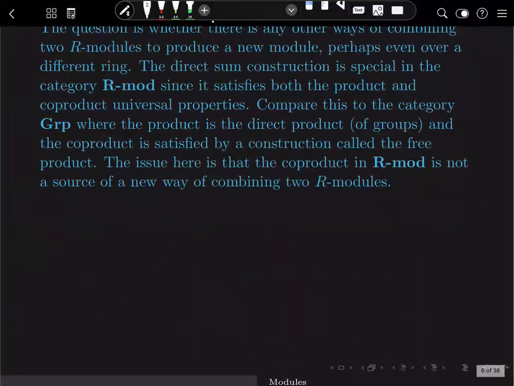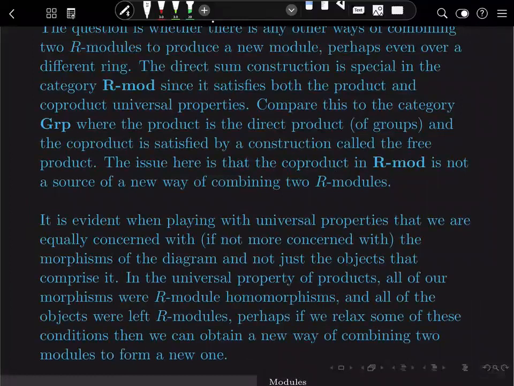So when we're seeking new universal properties, maybe we can relax the conditions. Maybe we can relax the conditions that we require this to be universal to our module homomorphisms. Maybe there's some other morphism that we can consider. And maybe we can relax the conditions we're requiring to left modules. This is hinting at what we're going to do: maybe we could take a left module and a right module, or something like that. And we can somehow derive some new data out of combining these things in certain ways.